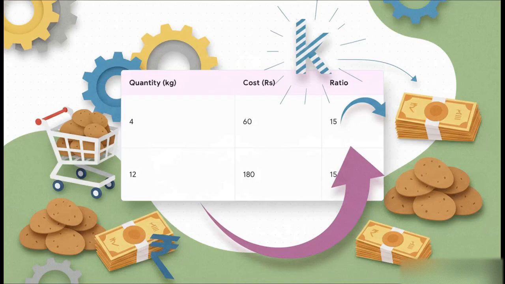Now, what's really interesting about this is how perfectly it visualizes that constant k. Take this example straight from a Class 8 worksheet. If 4 kilograms of potatoes cost 60 rupees, dividing that cost by the quantity gives us a ratio of 15. Now, if we buy 12 kilograms, the cost jumps up to 180 rupees. But note that final piece of data. 180 divided by 12, it's still 15. The quantities changed, sure, but the ratio, our constant k, stayed exactly the same.